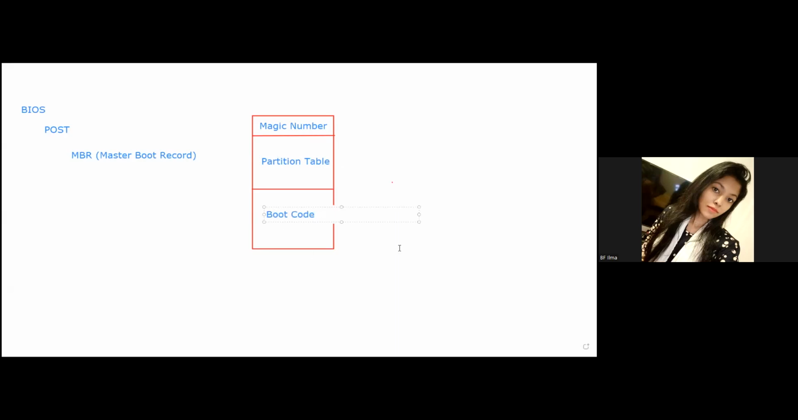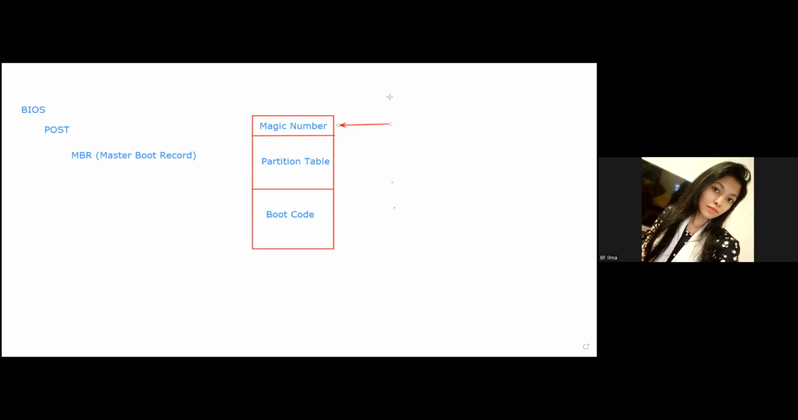So what is this magic number? The magic number is used to indicate that this is the MBR so that the BIOS can identify that. And then we have the partition table. This is the way the hard disk is partitioned. And then the boot code, which contains the instructions to load these other parts of the hard disk as well as loading the rest of the OS into the memory. So this is called the MBR. What this POST does is first it looks for the MBR and if everything is right, then it moves on.